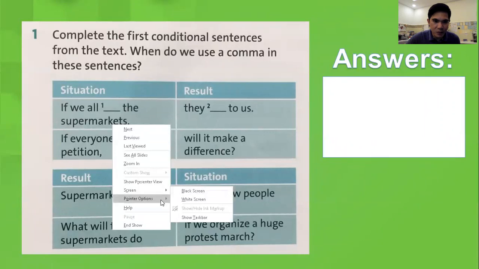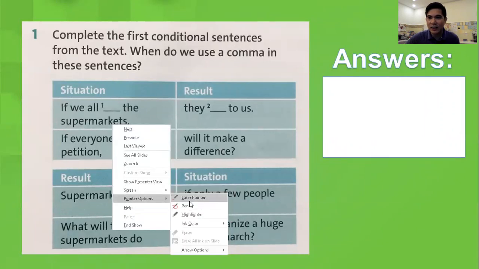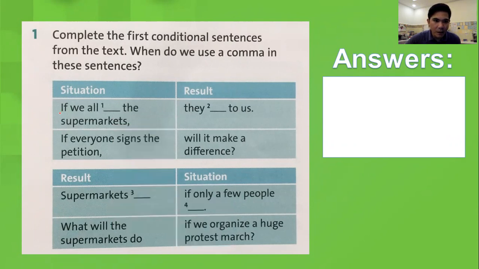We use the sentence with a big letter because the computer will check that. So I want to remind you, always use big letter at the beginning of a sentence. Regardless if situation first, then the result, or result first, then the situation, we always use the capital letter.